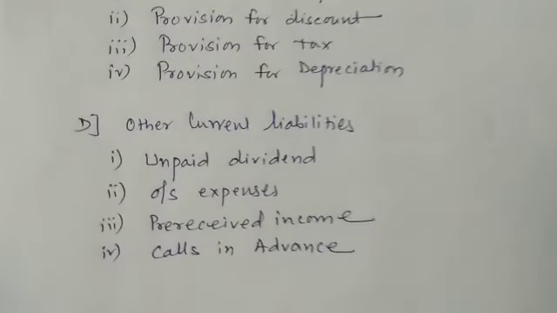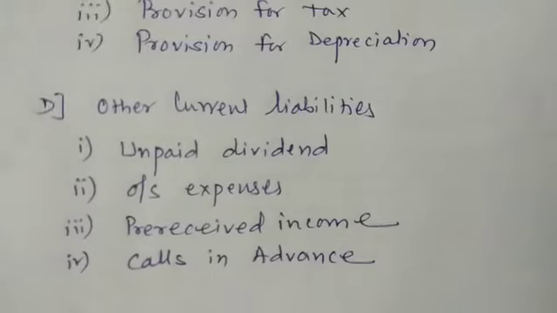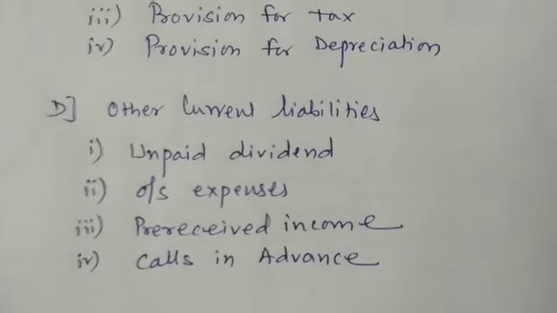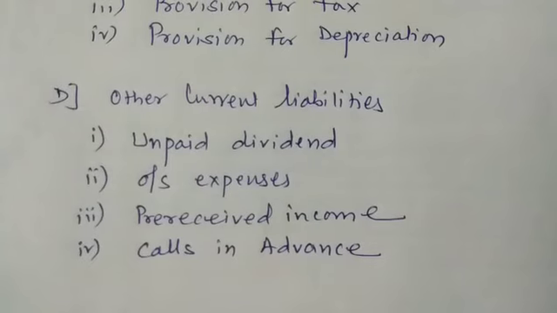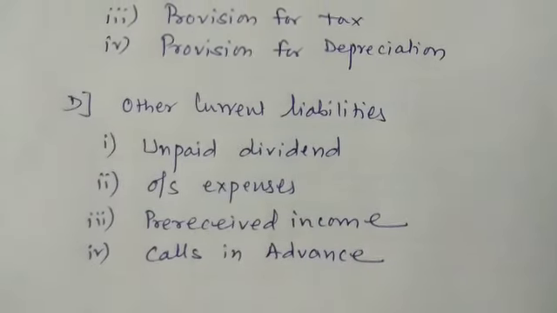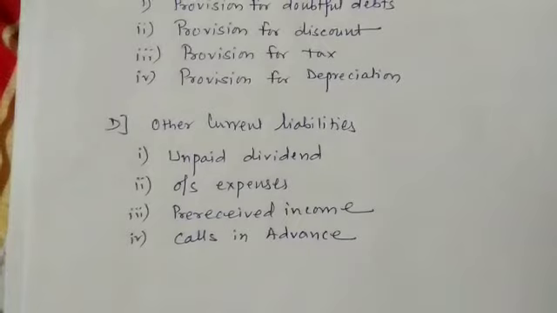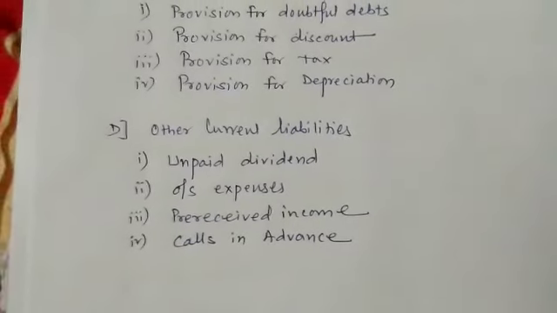Other current liabilities includes unpaid dividend. Generally, all outstanding expenses will be a part of other current liabilities along with pre-received income and calls in advance. This completes our liability side. Now let's move towards assets.